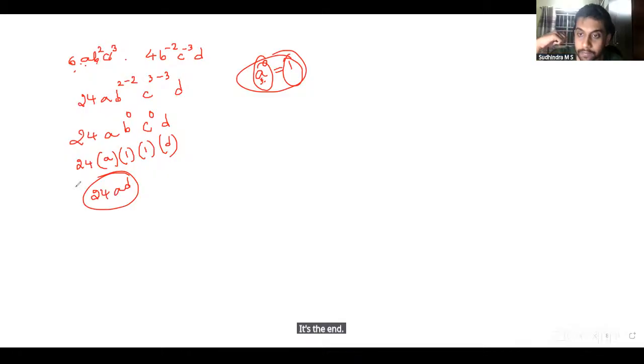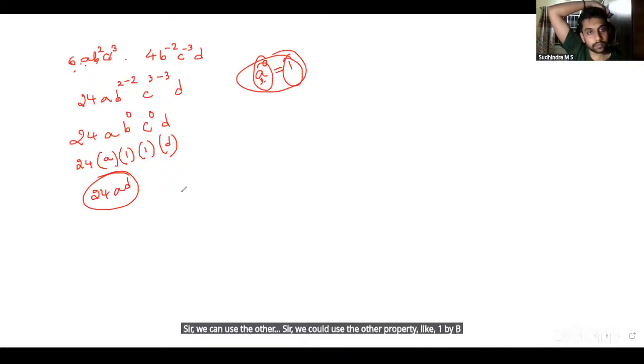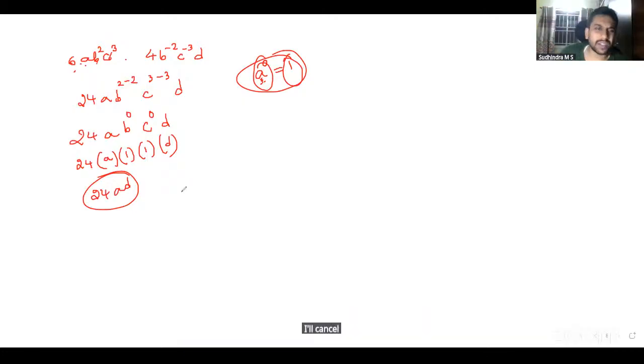Sir, why is it 1? Yes, Bhargavi? Sir, we could use the other property, like 1 by b square, and cancel. That can also be done. Yes, you can do that. Yes, simple. Who was that? Kushal.